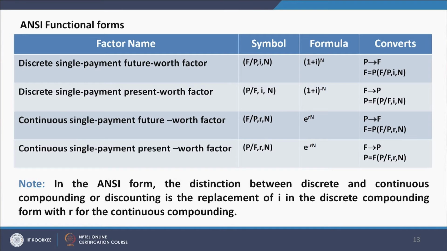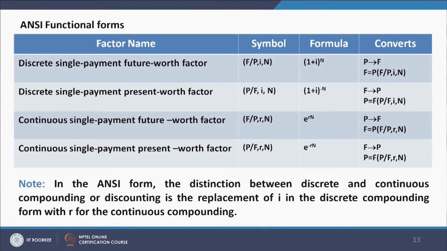Discrete single payment present worth factor, the symbol is in brackets (P/F, i, n). This is (1 plus i) whole to the power minus n. It converts F to P and it is written as P is equal to F into (P/F, i, n).